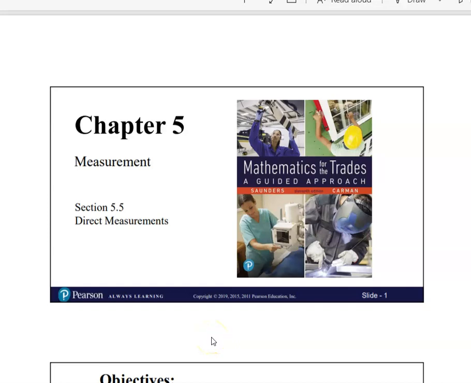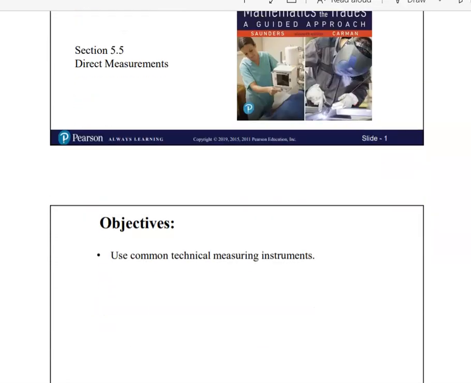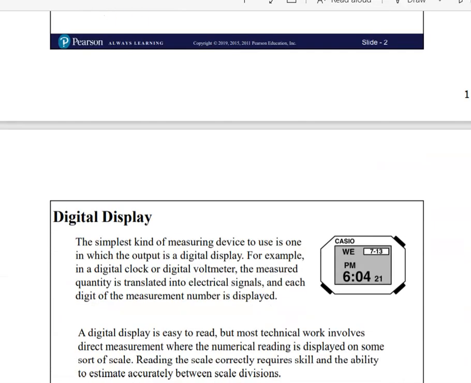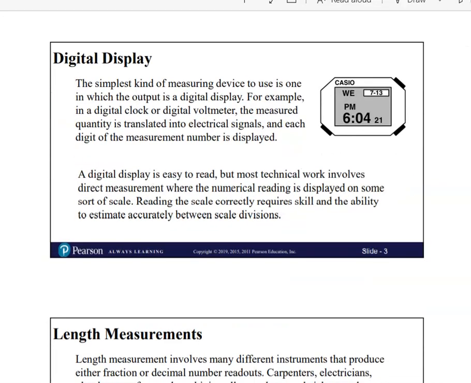Okay, so we're in chapter 5 and we're talking about section 5, direct measurements. We're going to use common technical measuring instruments. One thing we talk about is a digital display. The simplest kind of measuring device to use is one in which the output is a digital display.